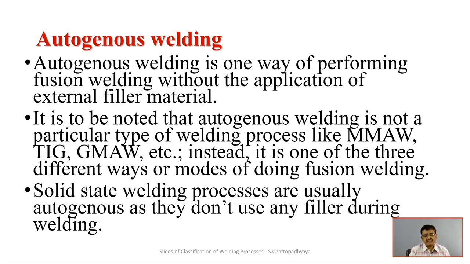Autogenous welding is one way of performing fusion welding without the application of external filler material. As the name suggests, there is no filler material. It should be noted that it is not a very particular type, because in MIG you are always using a sacrificial electrode, so filler material is there. In TIG and GMAW, the modes vary, but in MIG the filler material is always there because a sacrificial electrode is used, while in TIG some cases are possible without it.